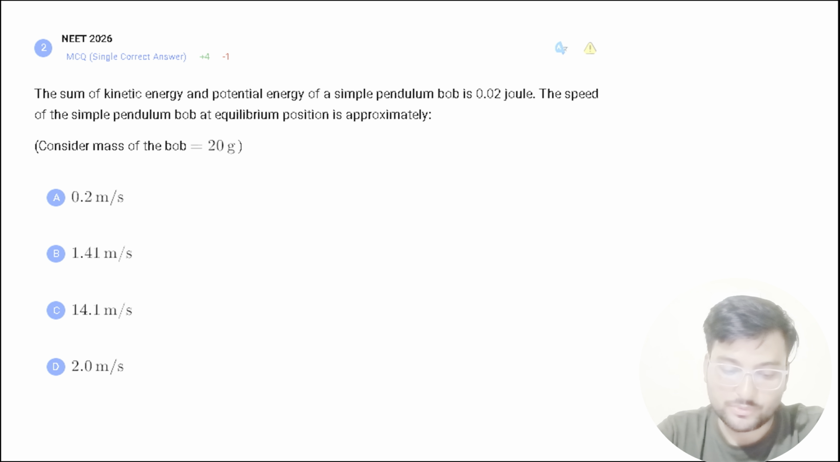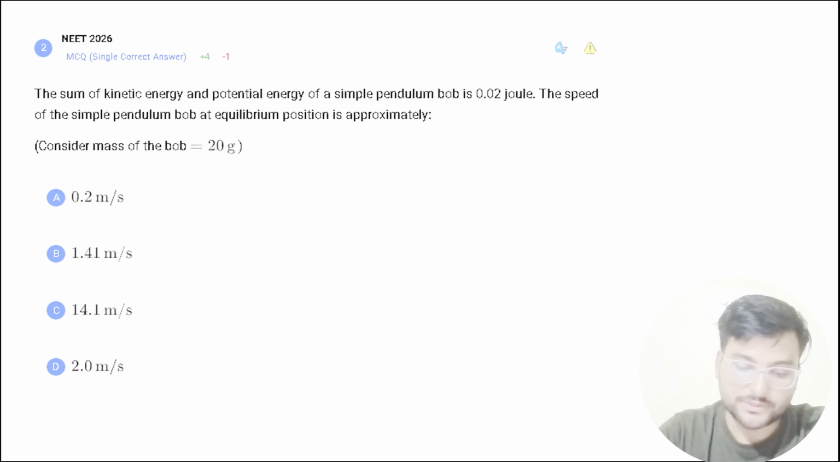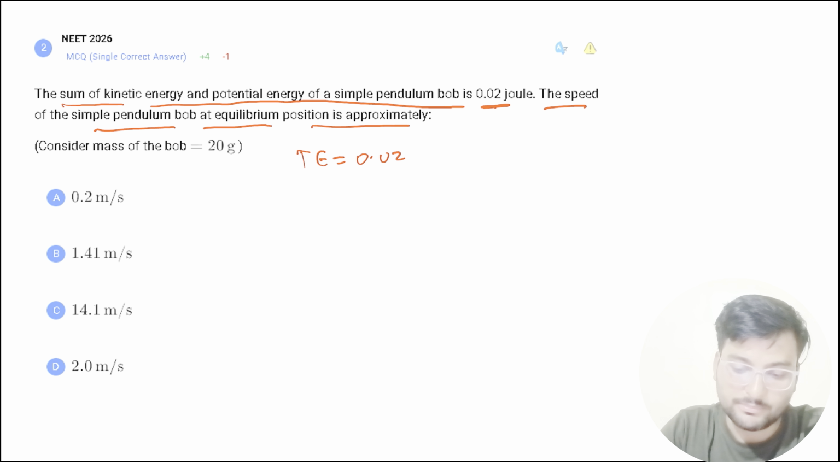Now we are going towards the next question. In the next case, the sum of kinetic energy and potential energy of simple harmonic motion is given, meaning total energy is given as 0.02. Now the speed of the simple pendulum bob at equilibrium position is approximately. Whenever I am talking about the speed, that is at equilibrium position. So what is the speed of the particle at equilibrium position?